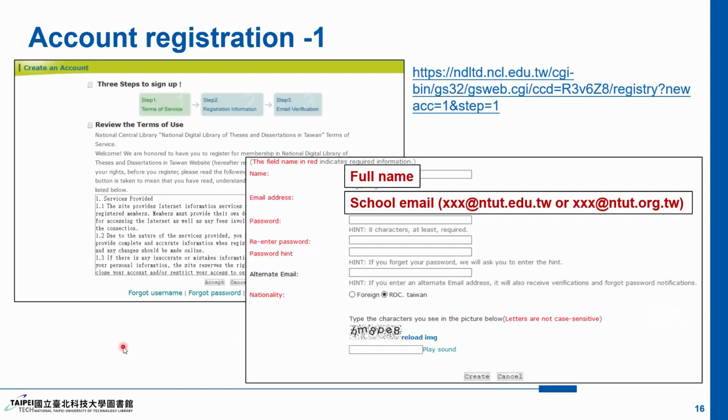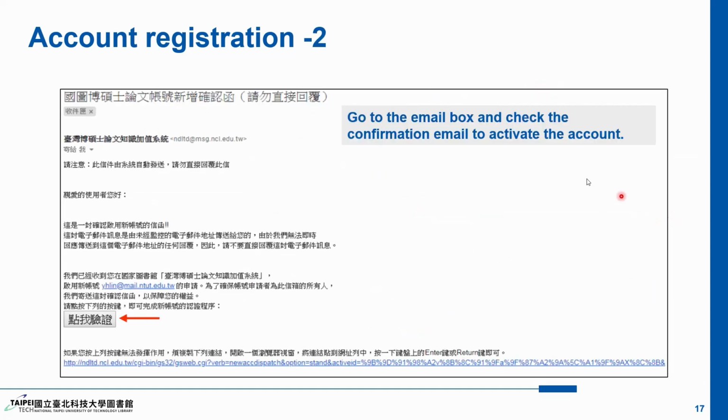Before you can start using the thesis submission system, you need to register an account. First, use the URL shown on the screen to register for an account. Make sure you use your school email address for this. Your email domain should be either ontut.edu.tw or ontut.org.tw. After you submit your registration, check your email for a confirmation message and activate your account.